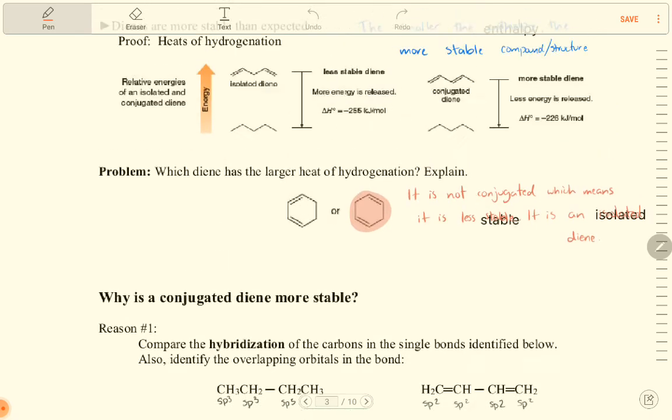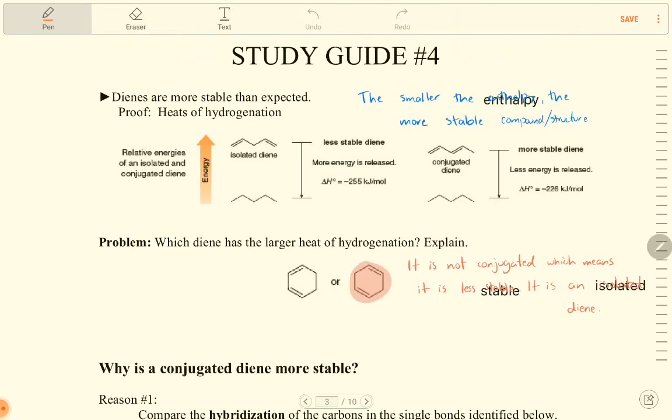Alright, now let's go to dienes being more stable than expected from heat of hydrogenation. The smaller the enthalpy, the more stable the compound structure. Now, the relative energy of isolated and conjugated dienes. So you can see isolated dienes, and this is the energy, but this is the isolated conjugated diene. So the less stable diene has more energy released, and delta H is negative 225.5.